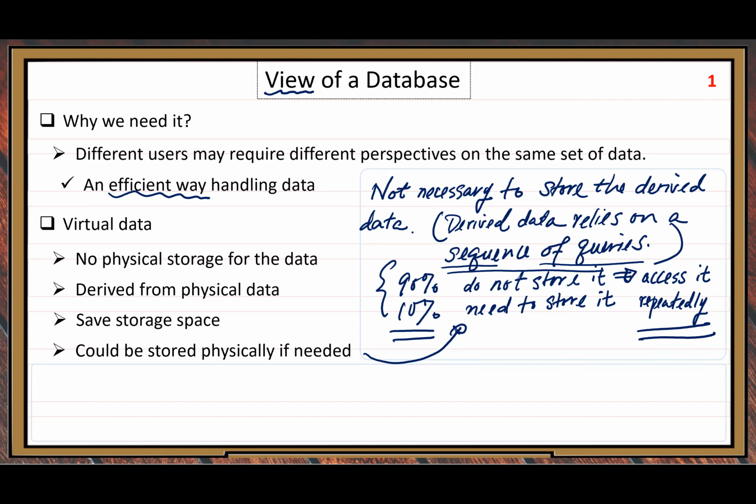Only if we have good reasons. We really need to store this small portion of data physically, because it is so important. Even if the original data is missing or changed, we like to keep that part of data. Because your derived data relies on original data.